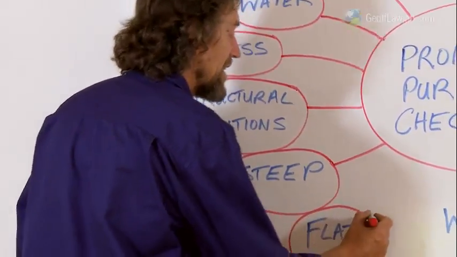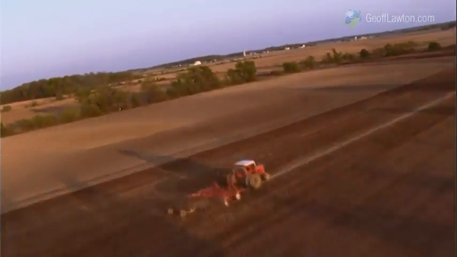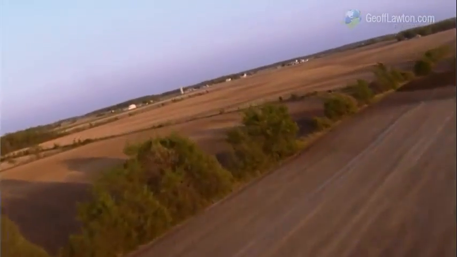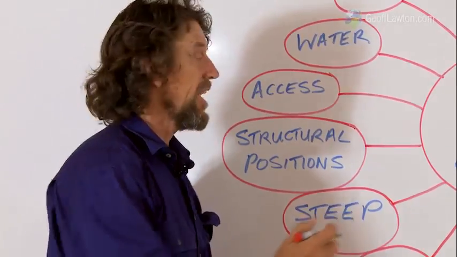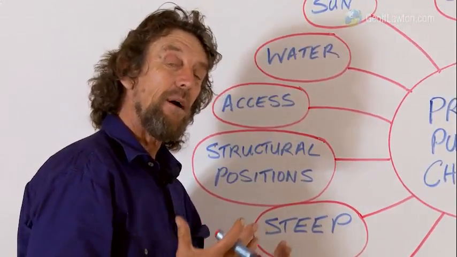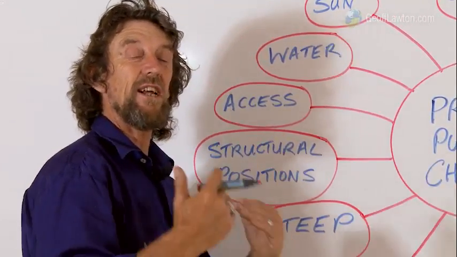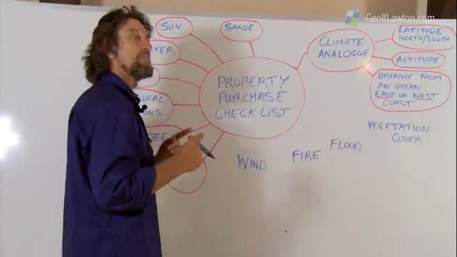Flat landscape is much easier, but if it's extremely flat, it's very close to being absolutely flat, then you get very little gravity assistance. You're going to have to pump water uphill. You're going to have to pump it up to tank stands to get any kind of gravity fall. You're going to have very low head pressure. It's something to be considered.